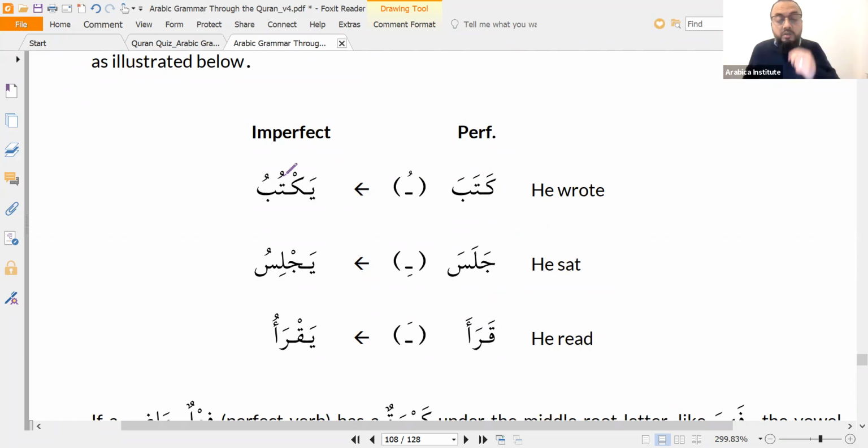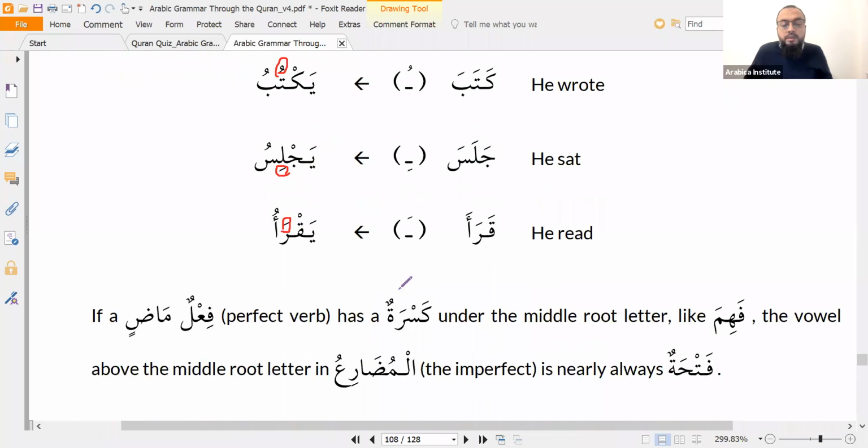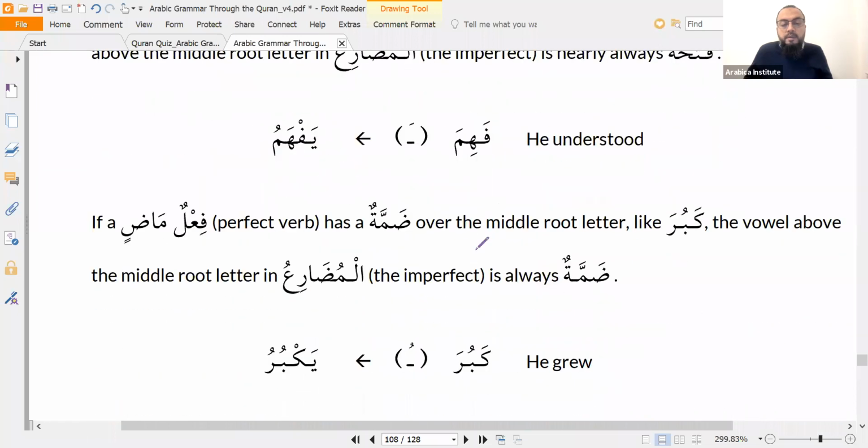And there's no way of knowing this. You can't work this out. You have to learn it for each verb you learn. So you learn kataba, yaktubu, the dhamma here. Jalasa, yajlisu, qara'a, yaqra'u. So where it's fatha, fatha, fatha, you're going to get these three options. You also have fatha, kasra, fatha.